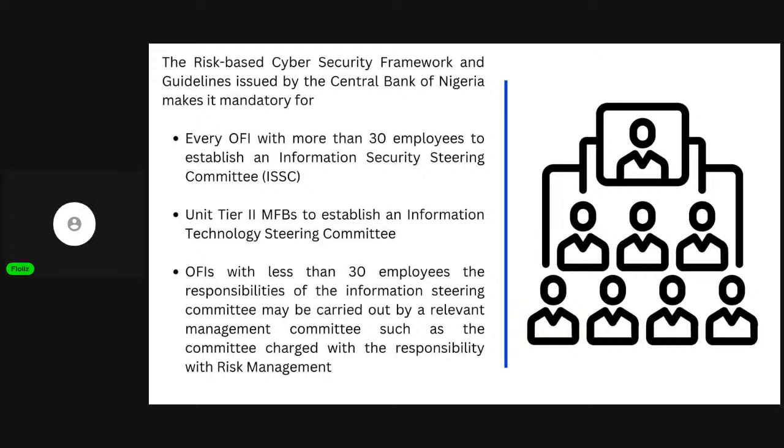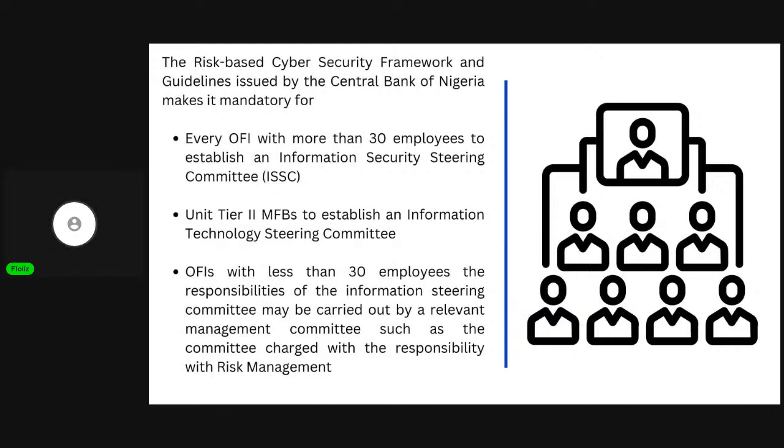Now, for unit tier 2 MFBs, you can also have what we call the information technology steering committee. The committee also plays the same role as the information security steering committee, but because you operate most likely in a remote area, the tendency of you having up to 30 employees may not be feasible based on CBN data. So you are expected to have the information technology steering committee.